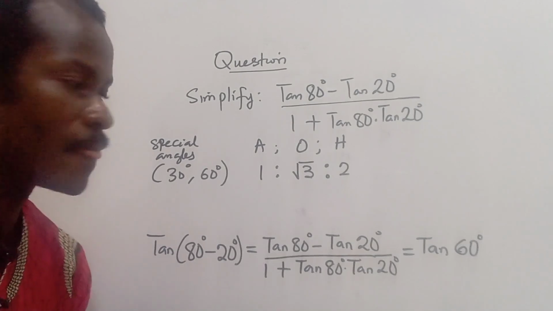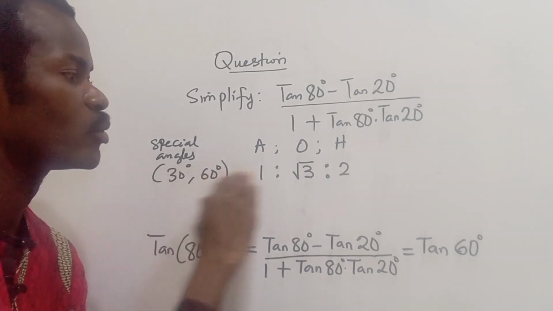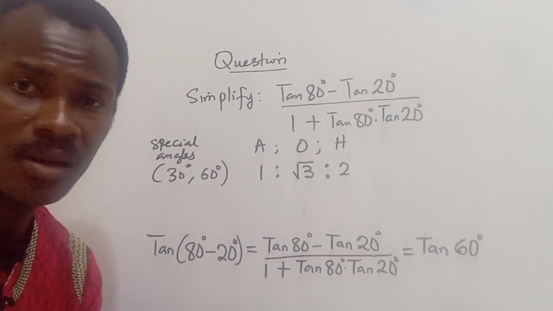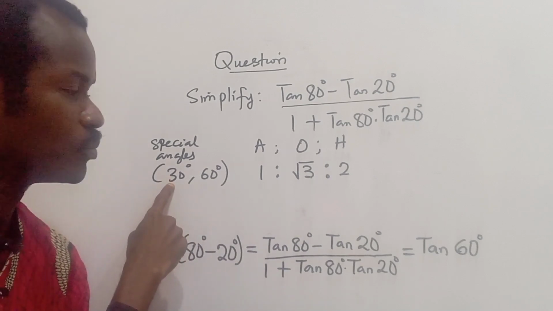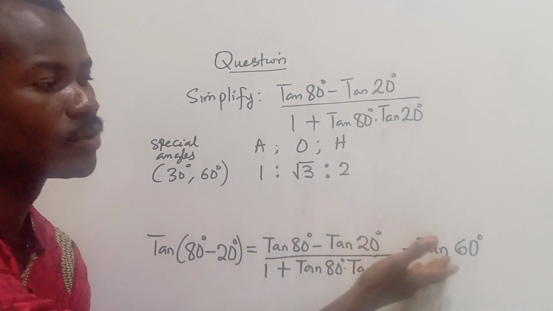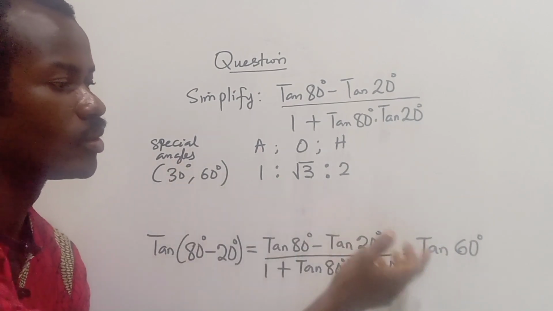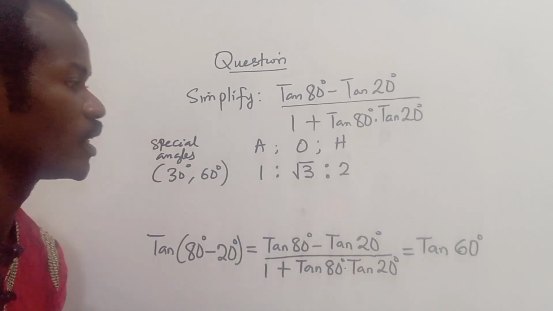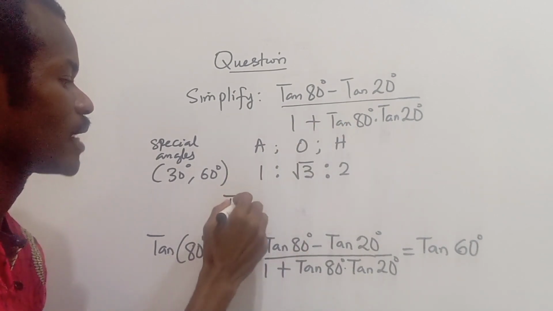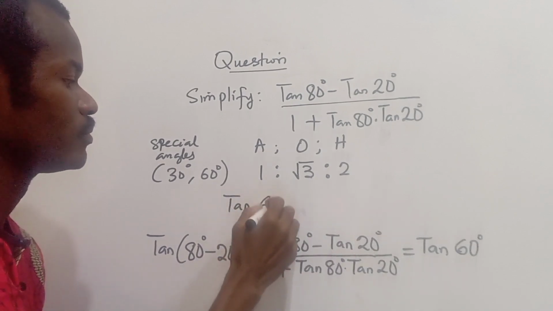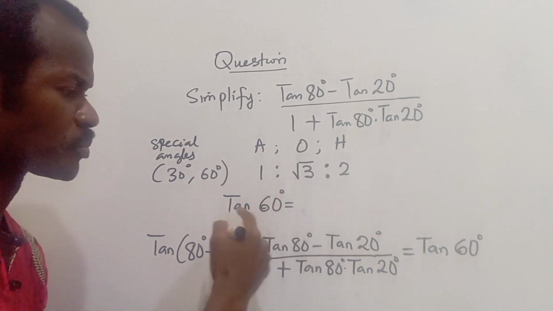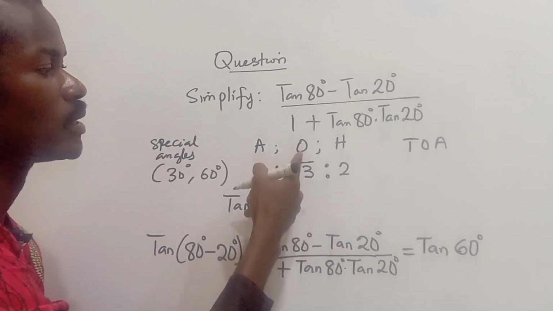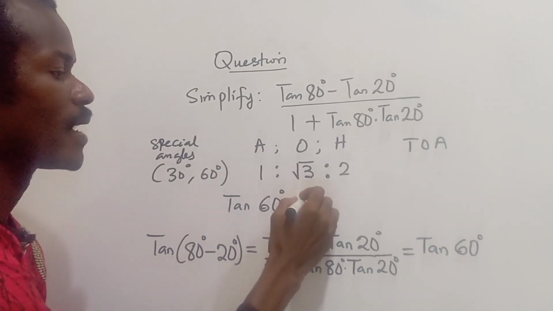Once you are able to write this, you can write whether your sine or your cos of 30 degree or 60 degree, or even your tan of 30 degree or your tan of 60 degree. So with what I have here, my tan 60 degree, remember, is going to be, tan is taller, so we are dealing with this and this. Let me write it.